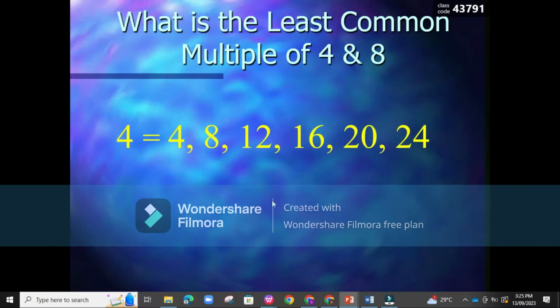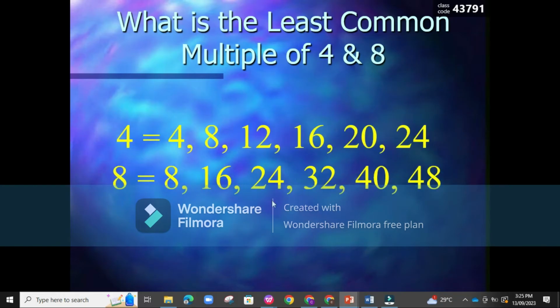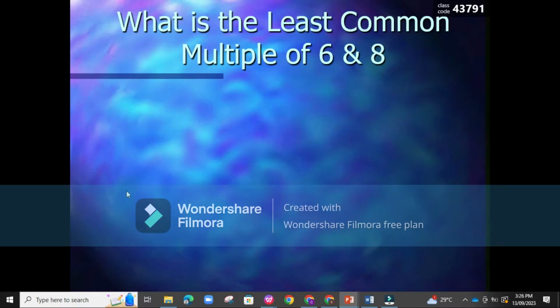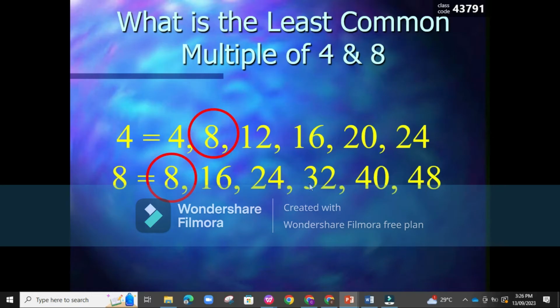What is the least common multiple of 4 and 8? Multiples of 4 are 4, 8, 12, 16, 20, 24. For 8, we have 8, 16, 24, 32, 40, 48. Take note that you are going to first write the number itself. So you have your 8. The least common multiple of 4 and 8 is 8.